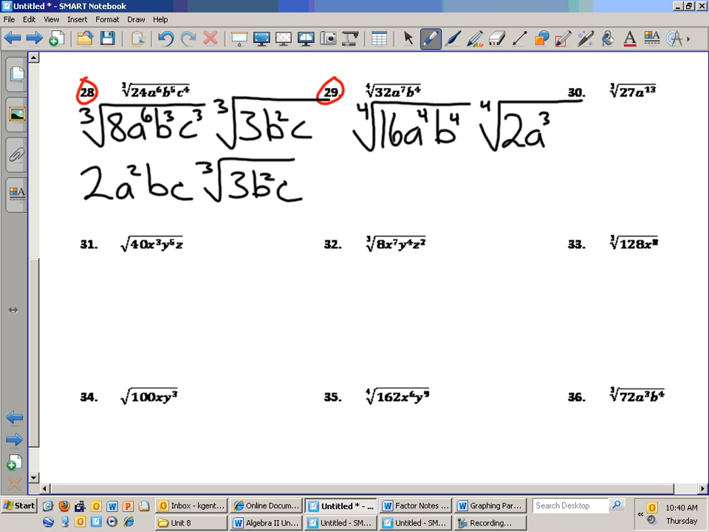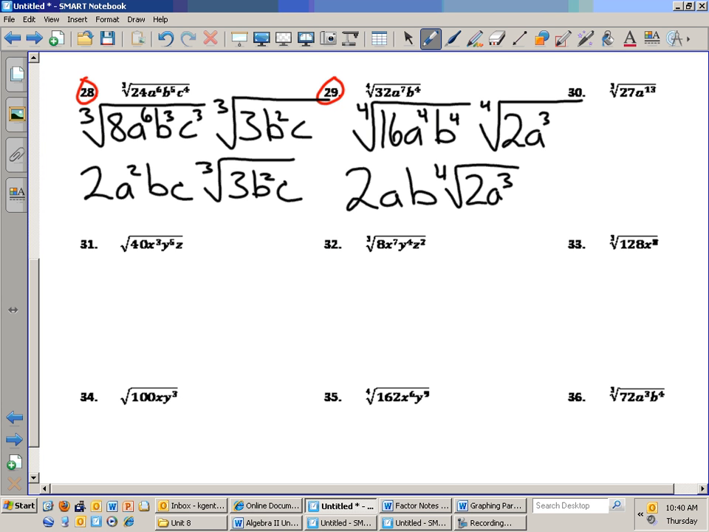What's the 4th root of 16? 2. What's the 4th root of a to the 4th? A. Fourth root of b to the fourth. B. We're going to have 2ab times the fourth root of 2a to the third.